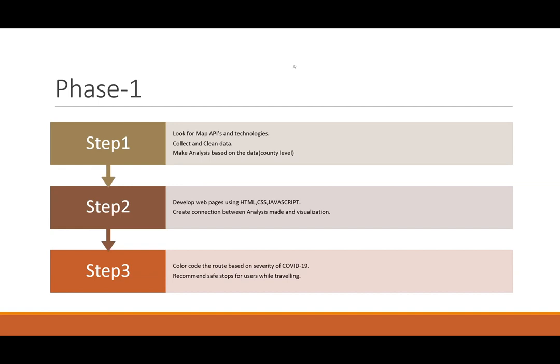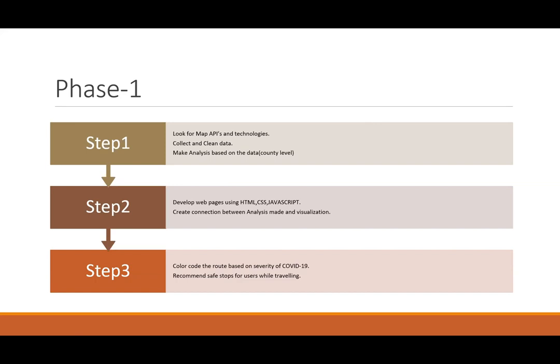We have divided it into 3 steps. In the first step, we collected and cleaned the data and made the analysis at the county level. We used almost 16 attributes, including COVID prevalence in the county, the social distancing grade, the rurality of the location, the neighborhood commodity index, and so on.